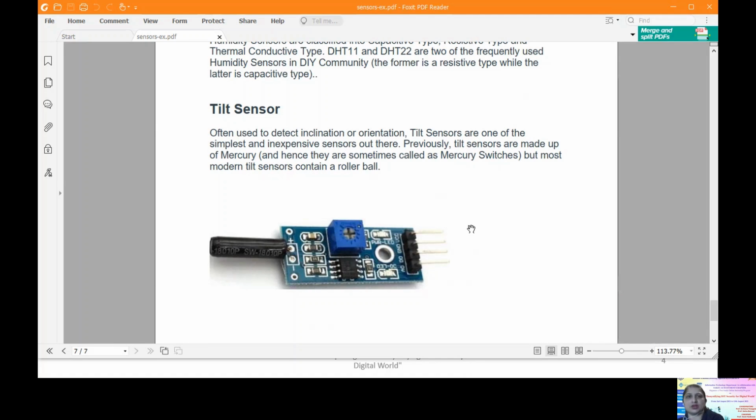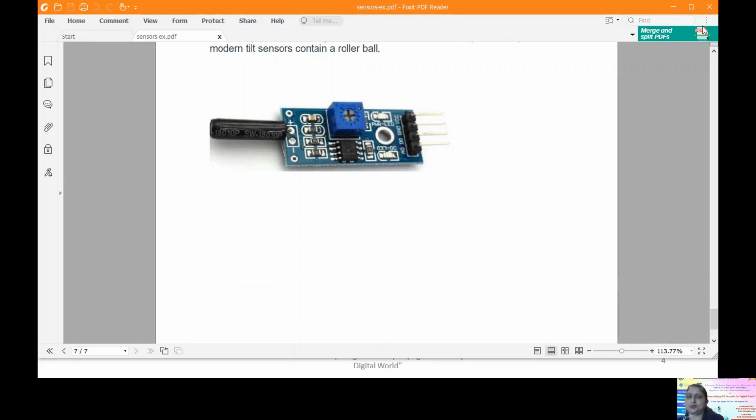Then the next are tilt sensors, often used to detect inclination or orientation. Tilt sensors are one of the simplest and most inexpensive sensors out there. Previously, tilt sensors were made of mercury, so sometimes they are called mercury switches, but most modern tilt sensors now contain a roller ball. So these are some common examples we've seen of sensors.